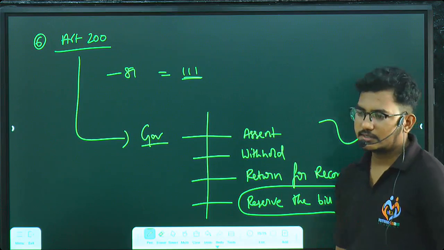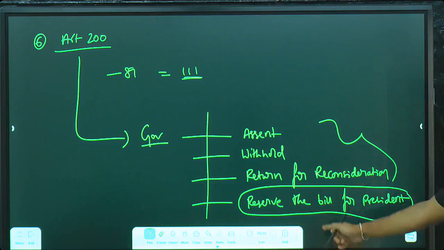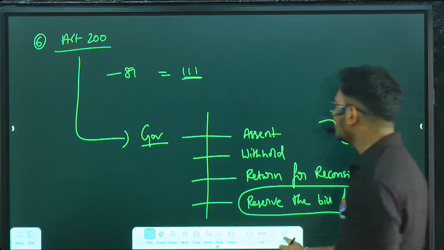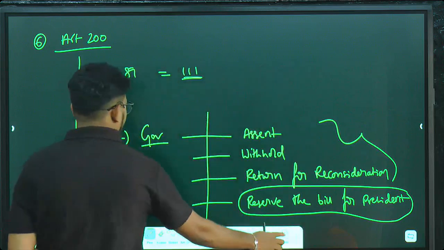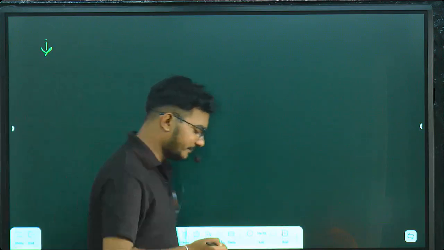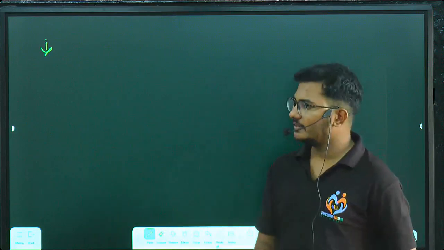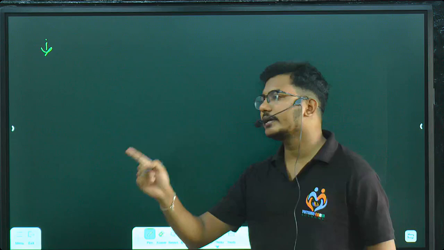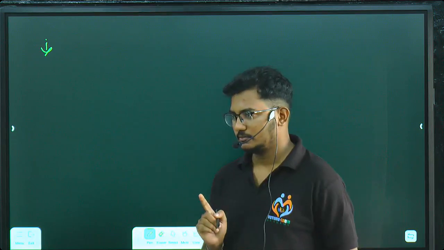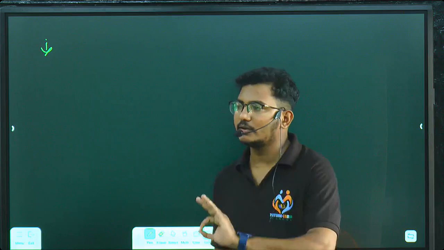So in Article 200, we have a problem when the governor is reserving the bill for the president. For this, the Sarkaria Commission gave some recommendations. First one is, the governor has to reserve the bill only if the bill is not in line with the constitution. If the ideology is different from the central government, you cannot reserve the bill.